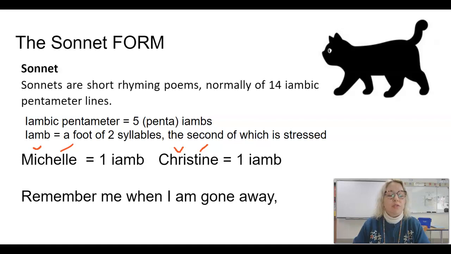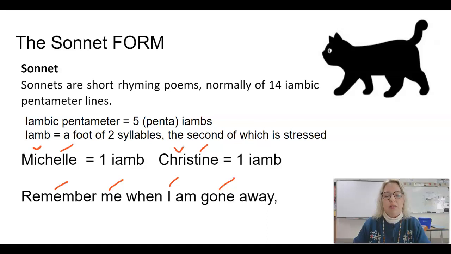and we're just going to mark this one up according to accented syllables first, all right? So when you read the word remember, which syllable is accented? Remember. It's the second one. If it were a different syllable, it'd be something like remember. I don't know. Remember. I don't know how those words would sound because those words don't exist. So remember, me is the next accent. When I am gone, and then look at this last word, away.